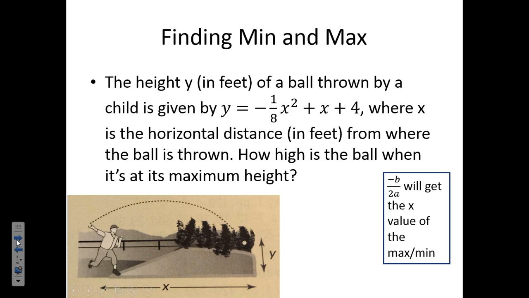We have a young child throwing a ball. When you throw a ball as a child, you think, oh, it's just going straight and then poof, it's on the ground, right? But it's actually being thrown in a parabola. The path of the ball forms a parabola. So if they give you something like this, the height y in feet of a ball thrown by a child is given as this equation, where the horizontal distance in feet is how many feet it was thrown.